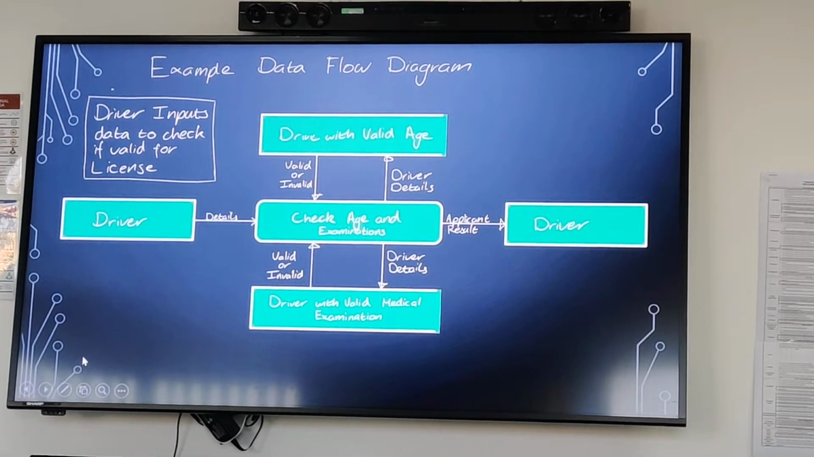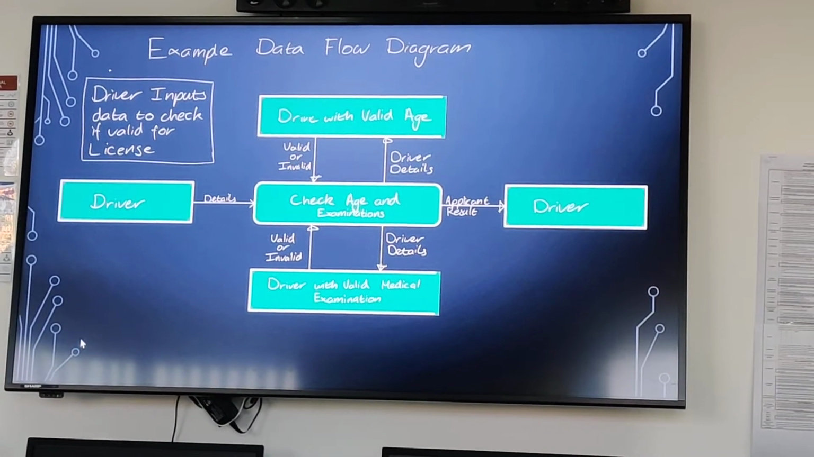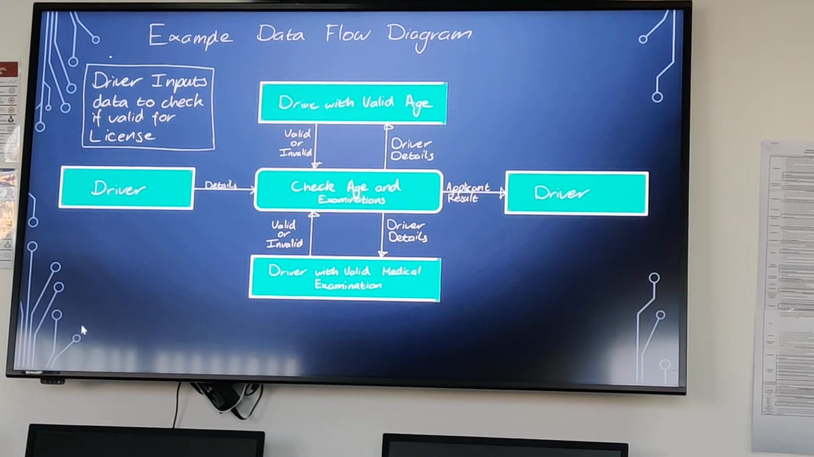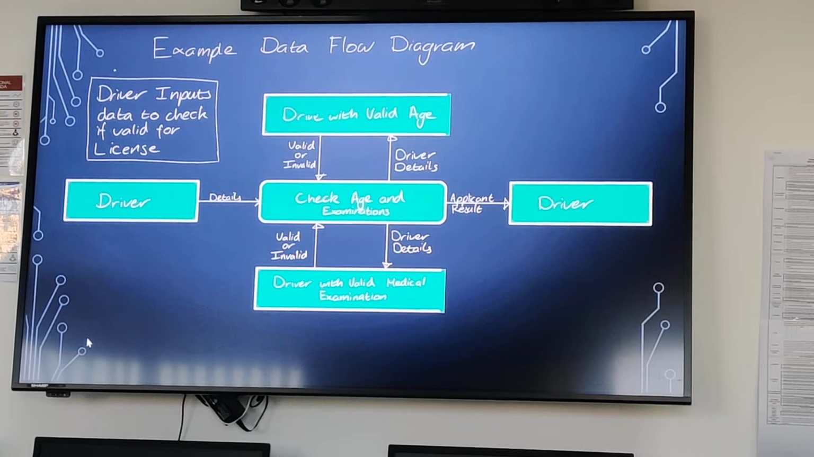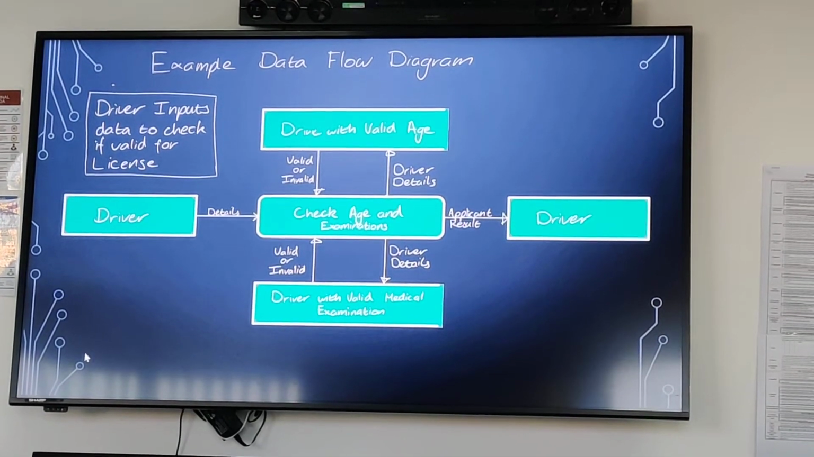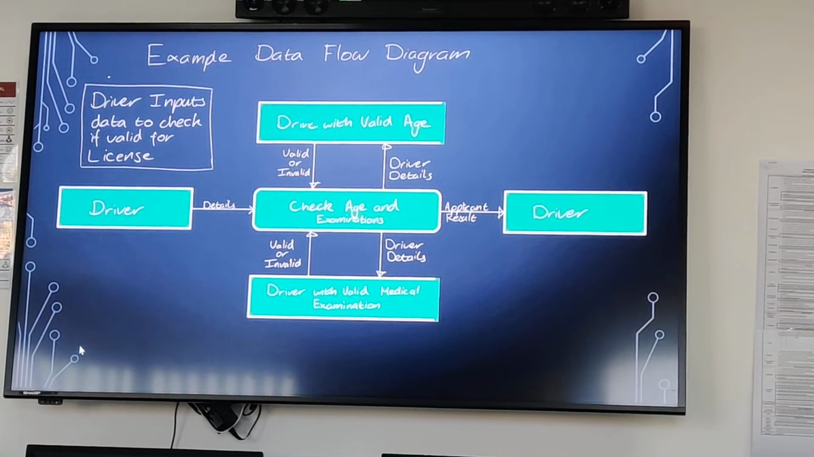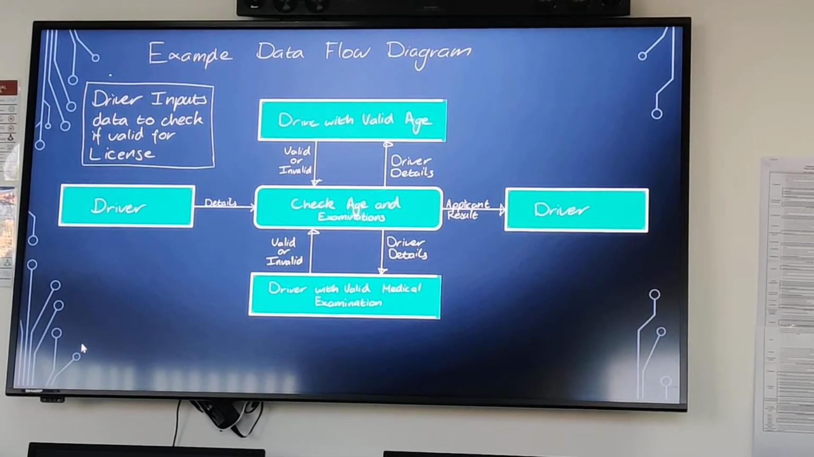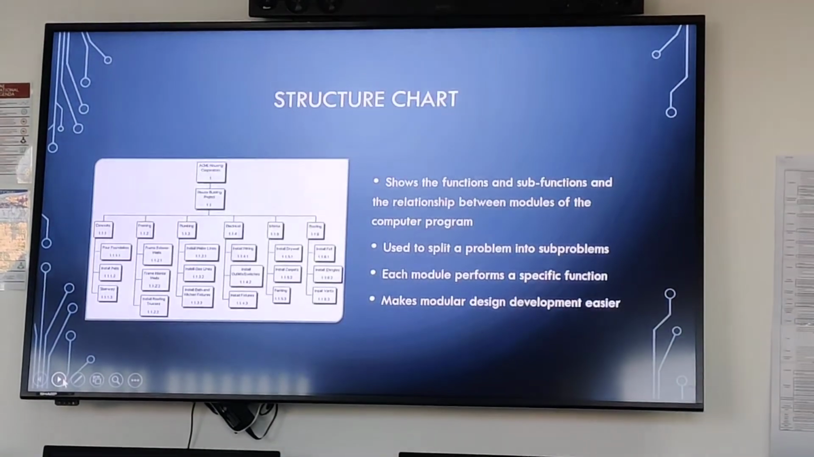This is an example of a data flow diagram, to check for a driver's license. The driver inputs their details, and then it checks them against these two stores. It checks their age, and it checks their medical examination. If both of these are correct, then it outputs the result depending on what it sees.